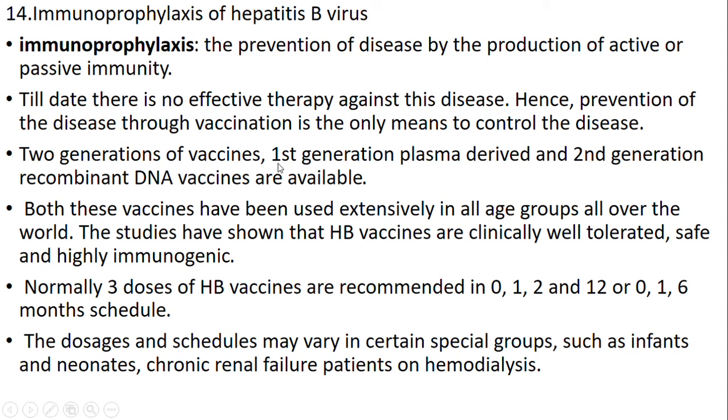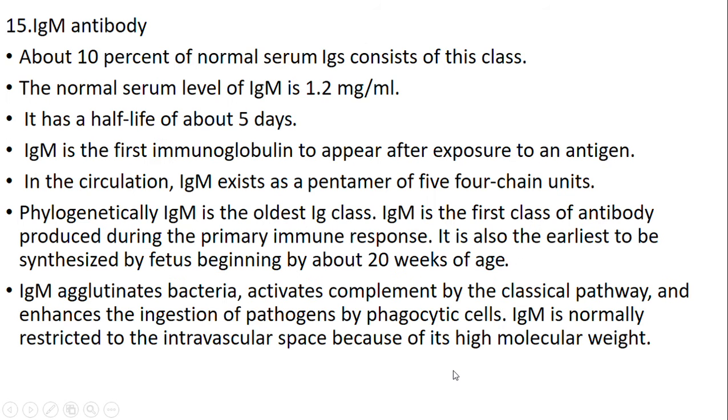Two generations of vaccines, that is first generation plasma derived and second generation recombinant DNA vaccines, are available. Both these vaccines have been used extensively in all age groups all over the world. Studies have shown that HB vaccines are clinically well tolerated, safe and highly immunogenic. Normally, 3 doses of HB vaccines are recommended at 0, 1, 2 and 12 months, or 0, 1, 6 months schedule. Dosage and schedules may vary in certain groups such as infants and neonates, and chronic renal patients on hemodialysis.